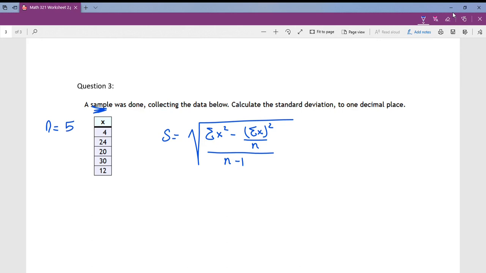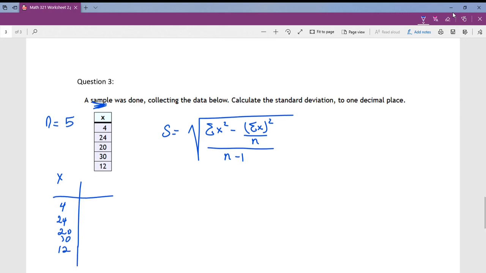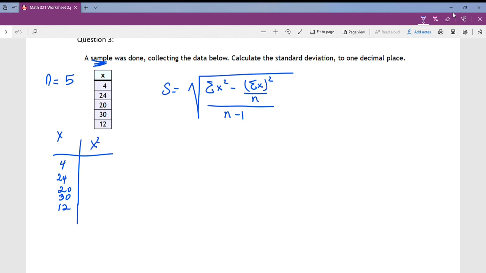So let's make a table again with these values. On the left, we're going to put 4, 24, 20, 30, and 12. So on the right, we'll have our x squareds. That's 16. 4 squared is 16. 24 squared is 576. 20 squared is 400. 30 squared is 900. 12 squared is 144.